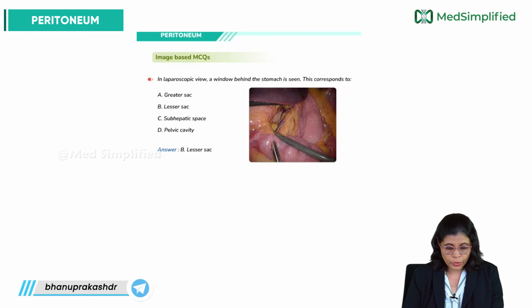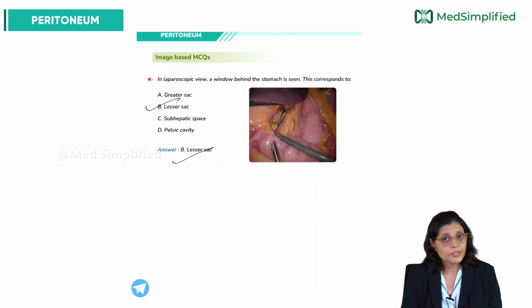In laparoscopic view, a window behind the stomach is seen. So what is the window behind the stomach? It is the lesser sac. And that's a wrap on today's session on the peritoneum.